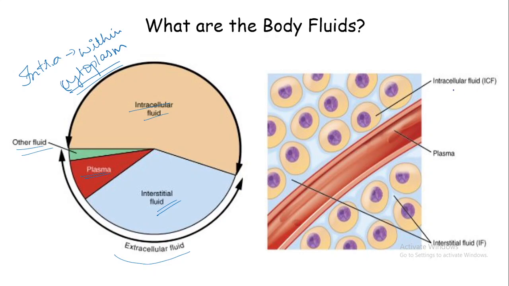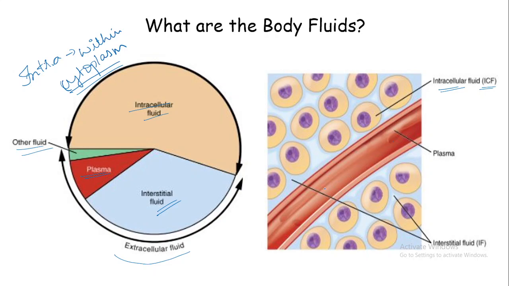Look at this image here. It is telling you what is intracellular fluid, ICF, which is nothing but the cytoplasm. Plasma is the fluid content of the blood, and interstitial fluid is the fluid present between the cells.